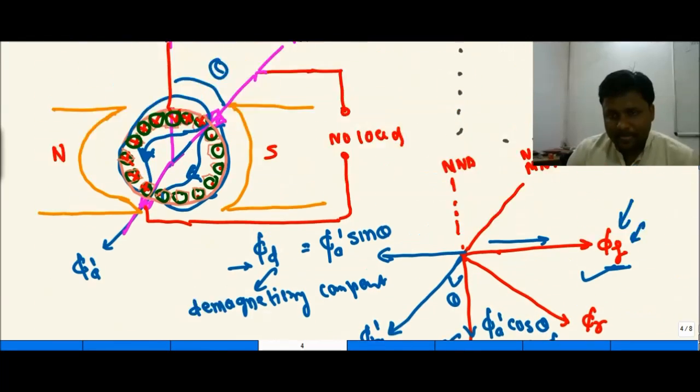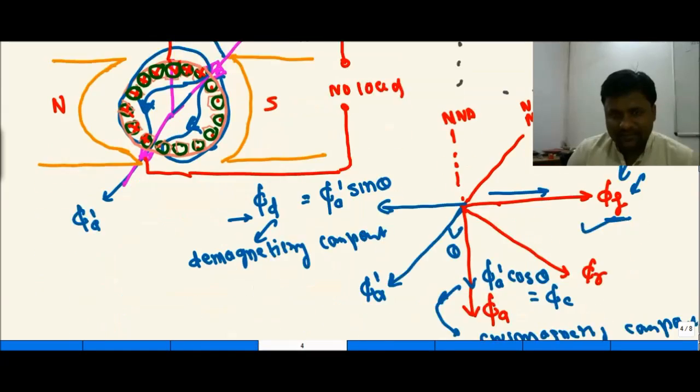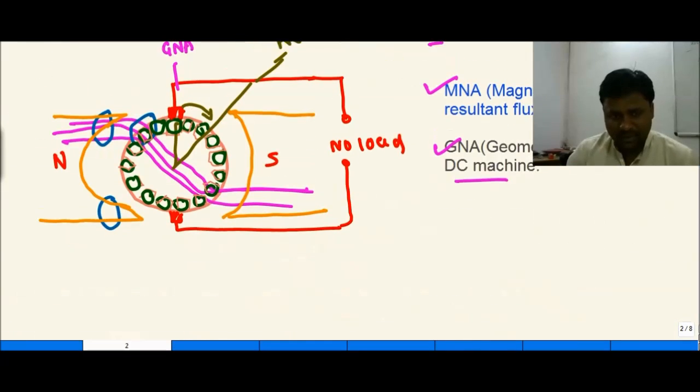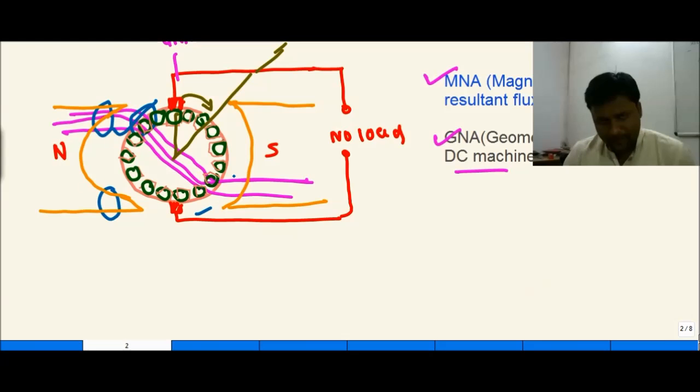And after this, we have a distorted flux, which always distorts the main field flux. So this is the concept of armature reaction that we have learned. And in the next class, we will discuss the effects of armature reaction, and how we can improve or eliminate this armature reaction, that we have to go and understand. Thank you.